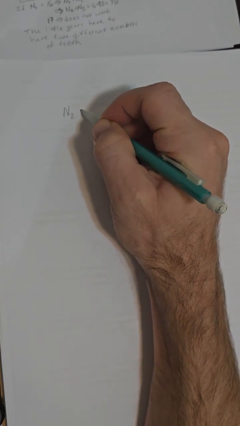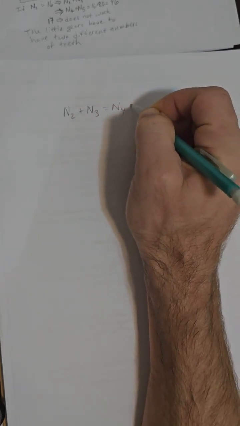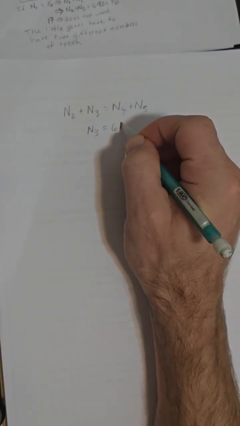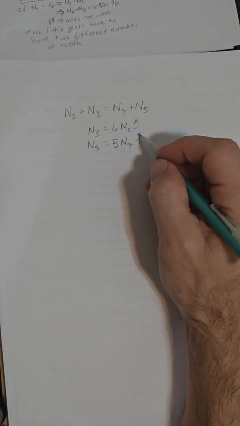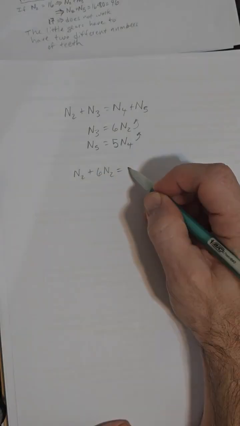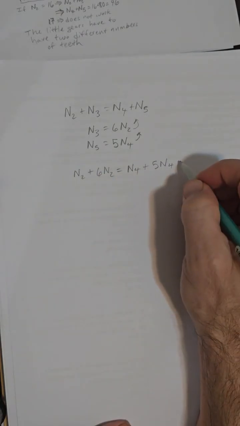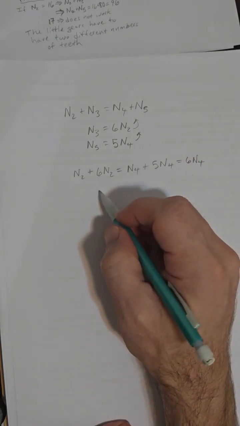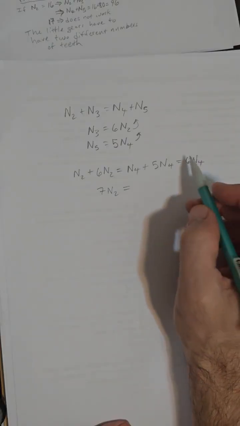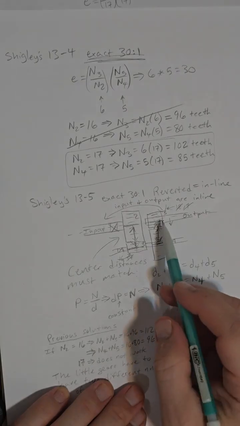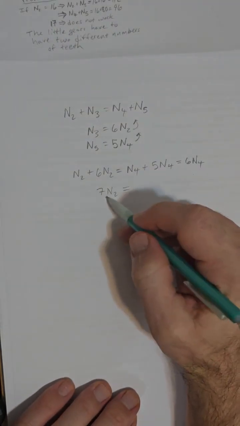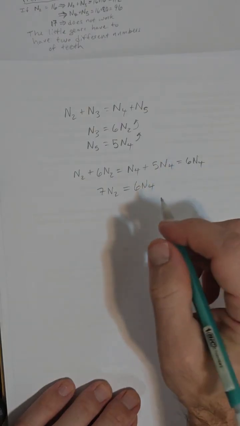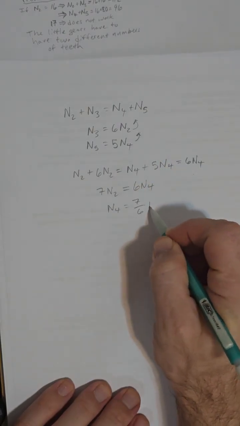So let's go back to our governing equations. N2 plus N3 equals N4 plus N5. Secondly, N3 equals 6N2, and N5 equals 5N4. Now let's start substituting these in here. N2 plus 6N2 equals N4 plus 5N4. So that's 6N4 total. N2 plus 6N2 is 7N2. Now the smallest gears are N2 and N4. So N2 and N4 are the smallest gears, so we want to see how they are going to be related to each other. So we solved our system of equations. We've got 7N2 equals 6N4. So N4 equals 7/6 of N2.